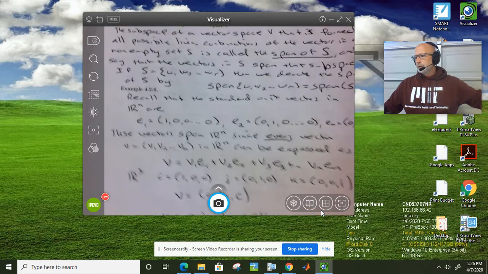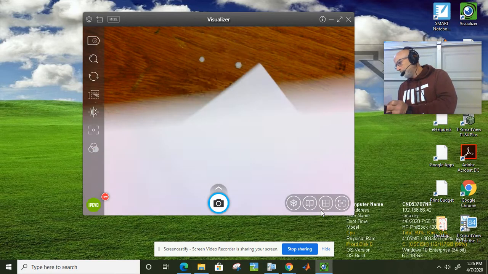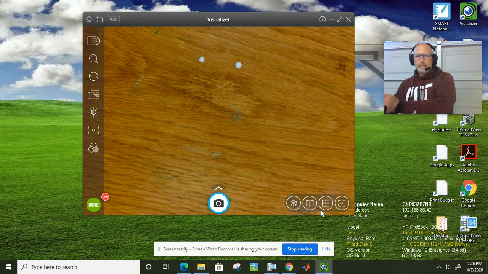Okay, next page. You've got 2 pages left. Okay, let's see how long this takes us.